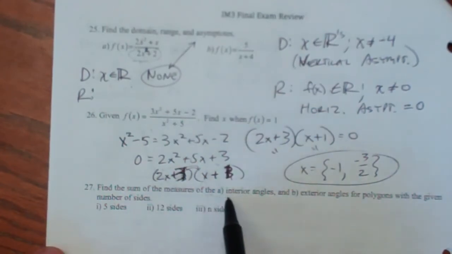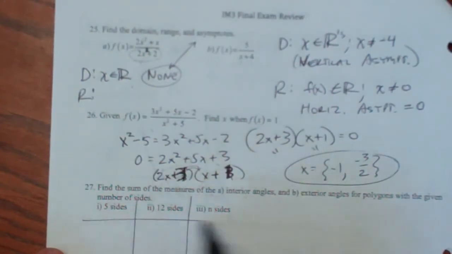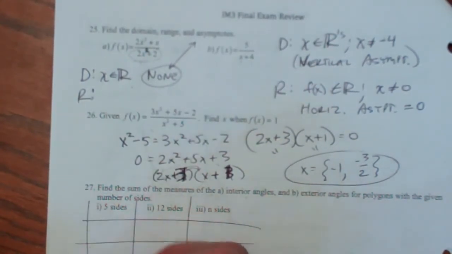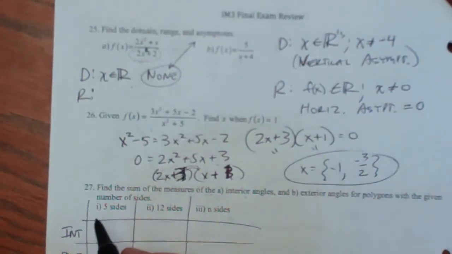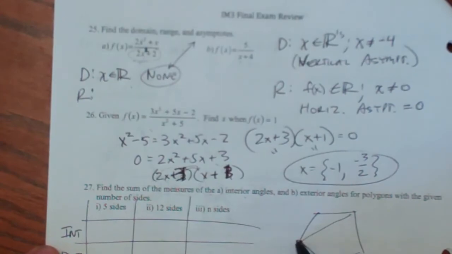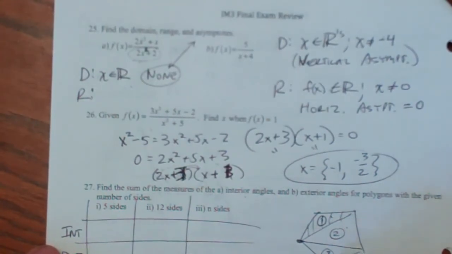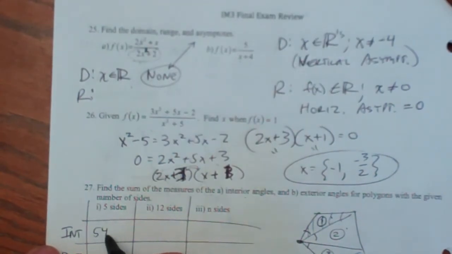Find the sum of the measures of the interior angles A. So if I make like a little chart here, if this is interior angles and this is exterior angles for the polygons with 5 sides, the interior angles, well, the simple idea is that if you've got 5 sides, you can draw 2 diagonals from one vertex. This is a triangle, that's triangle 1. This is another triangle, that's triangle 2. This is triangle 3. Each of these triangles has a total of 180 degrees, and you can add them all up, and that's 540 degrees.